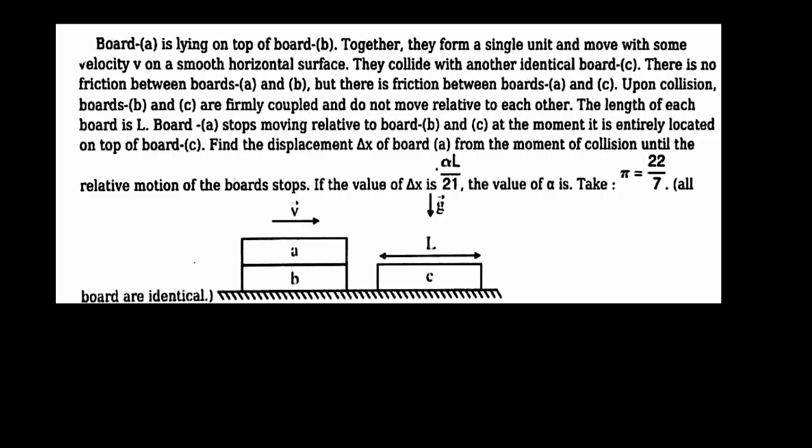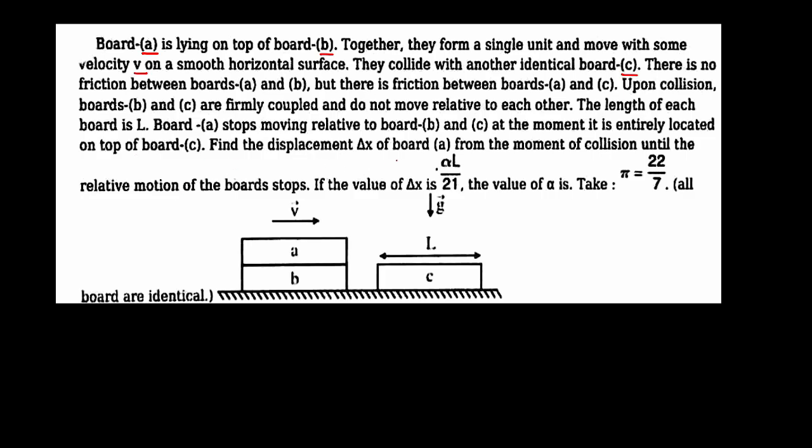Here we have a board A lying on top of board B. Together they form a single unit and move with some velocity V on a smooth horizontal surface. They collide with another identical board C. There is no friction between A and B boards, but there is friction between A and C board. So upon collision, boards B and C are firmly coupled and do not move relative to each other. The length of each board is L, and board A stops moving relative to boards B and C at the moment it is entirely located on top of board C.